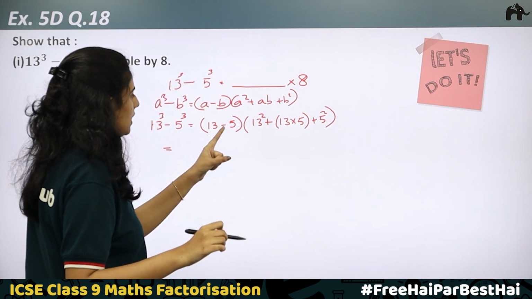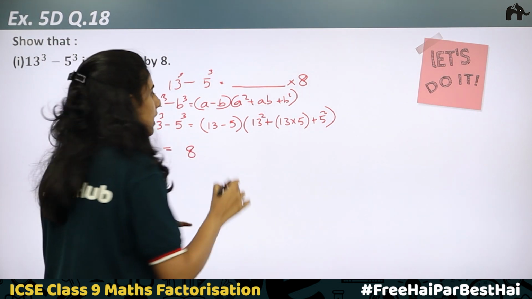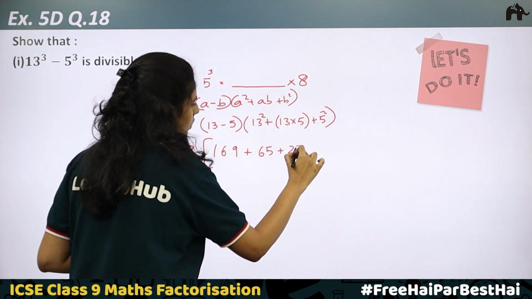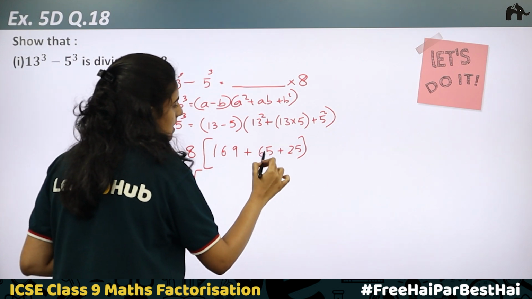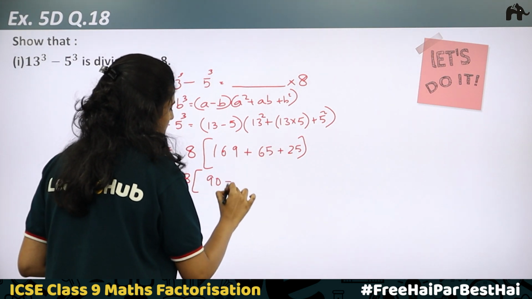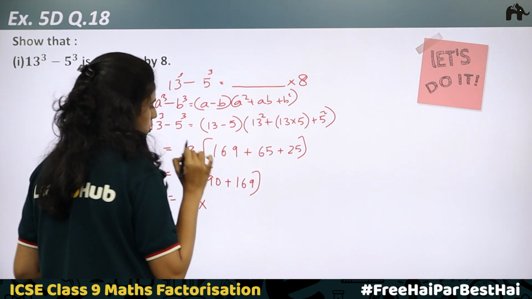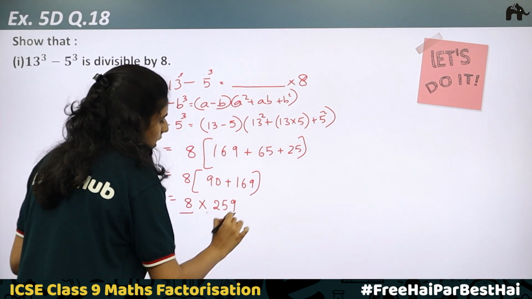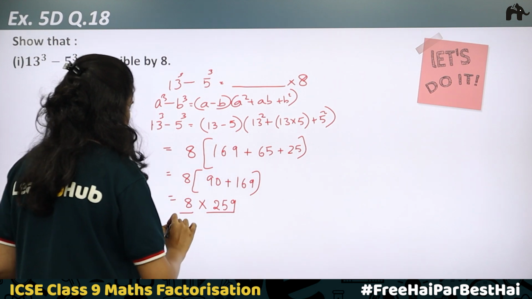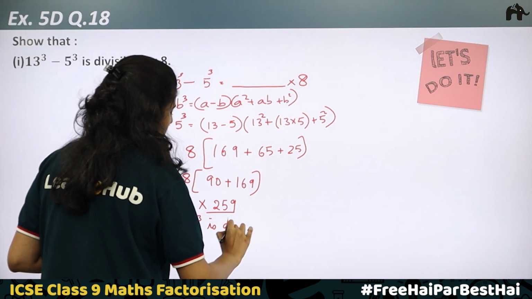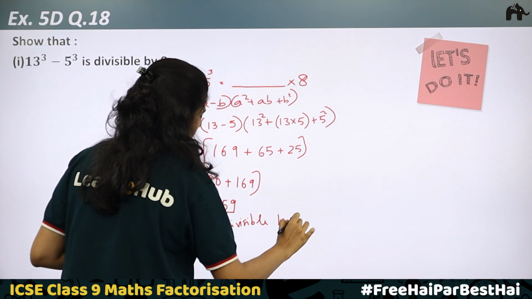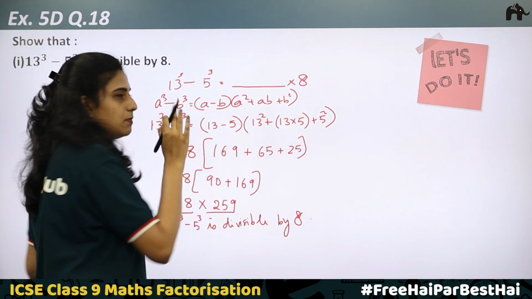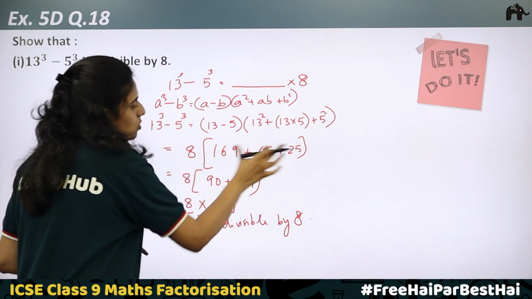Which is equal to 13 minus 5. 13 minus 5 you will be getting 8. 13 square is 169. 13 into 5 is 65 plus 5 square 25. Which is equal to 8 into 65 plus 25. How much do we get? You will be getting 90. 90 plus 169, that is equal to 8 into 259. So, we are able to express it as 8 into a given number. Therefore we can say that 13 cube minus 5 cube is divisible by 8. Actually, we don't need to find this. Without finding it, we'll understand it is divisible by 8. Why? Because we are able to express this number as 8 into some number.